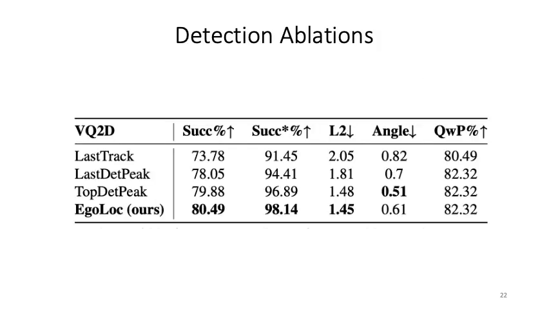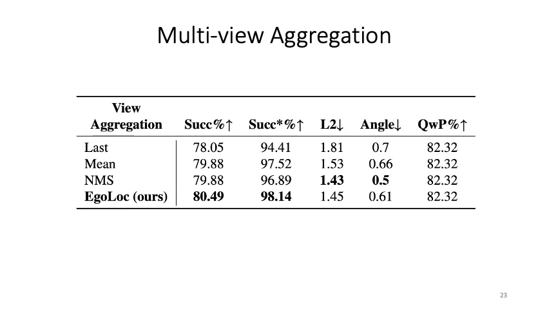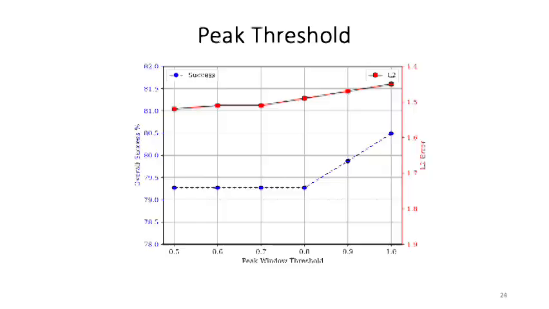Here we compare different detection ablations and their effect on VQ3D performance: using the last VQ2D track versus last detection peak versus top peak average pooling, and eventually our EgoLoc, which weight averages the detection predictions for different frames of the video. Here we applied the multi-view aggregation method compared to a single last view or mean average or NMS averaging, and our EgoLoc weighted average of top peak views.